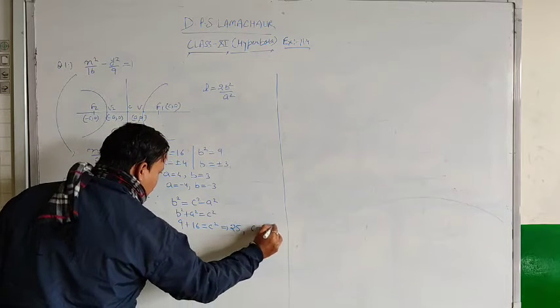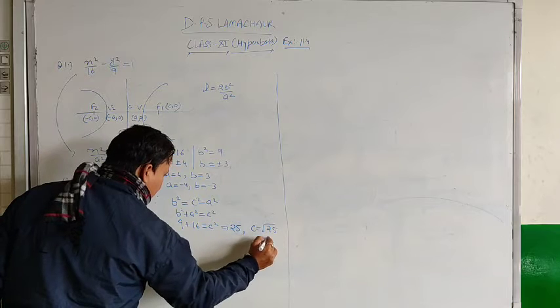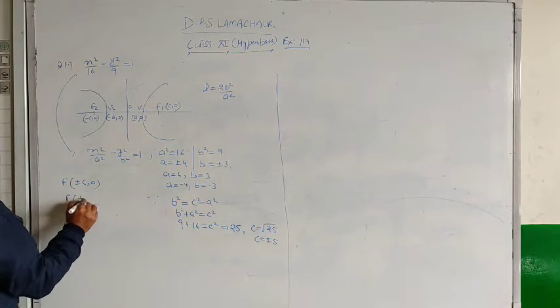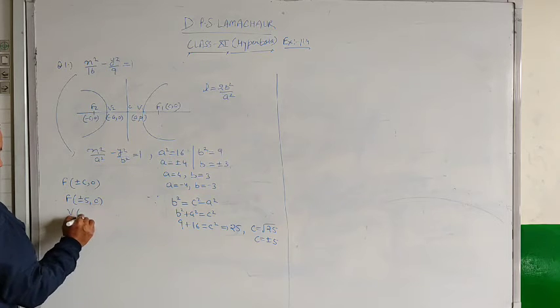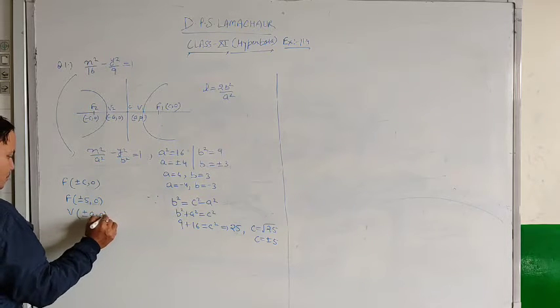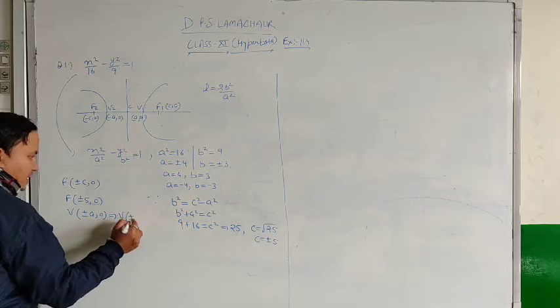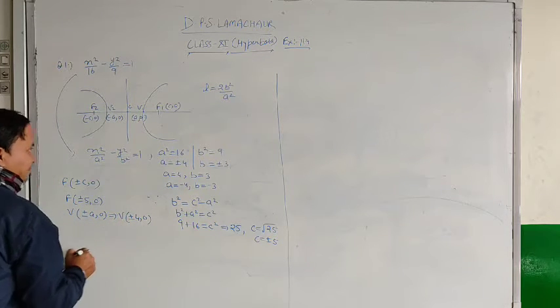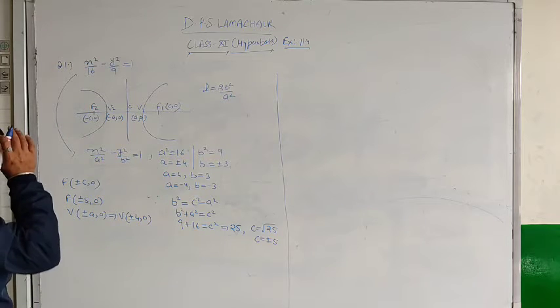So the value of c is root of 25, which means plus minus 5. So the focus will be plus minus 5 comma 0. Vertex, as we know, is plus minus a comma 0, so it will be plus minus 4 comma 0. Focus is done, vertex is done.